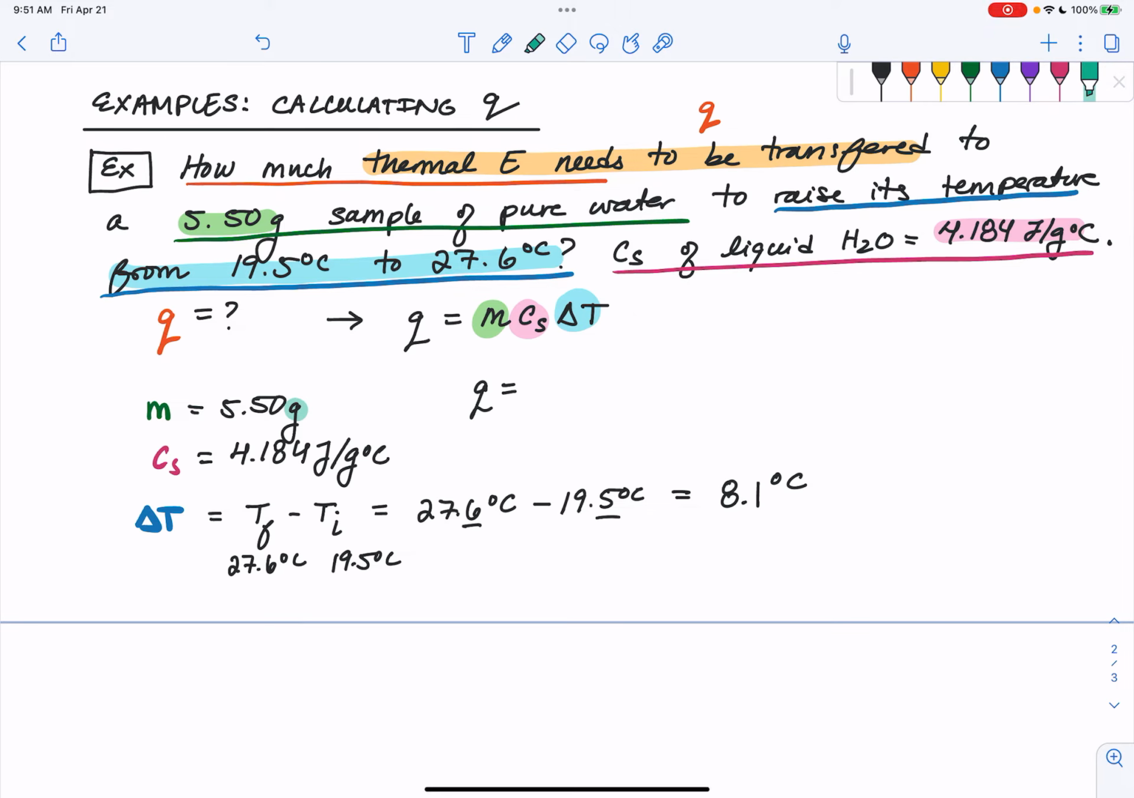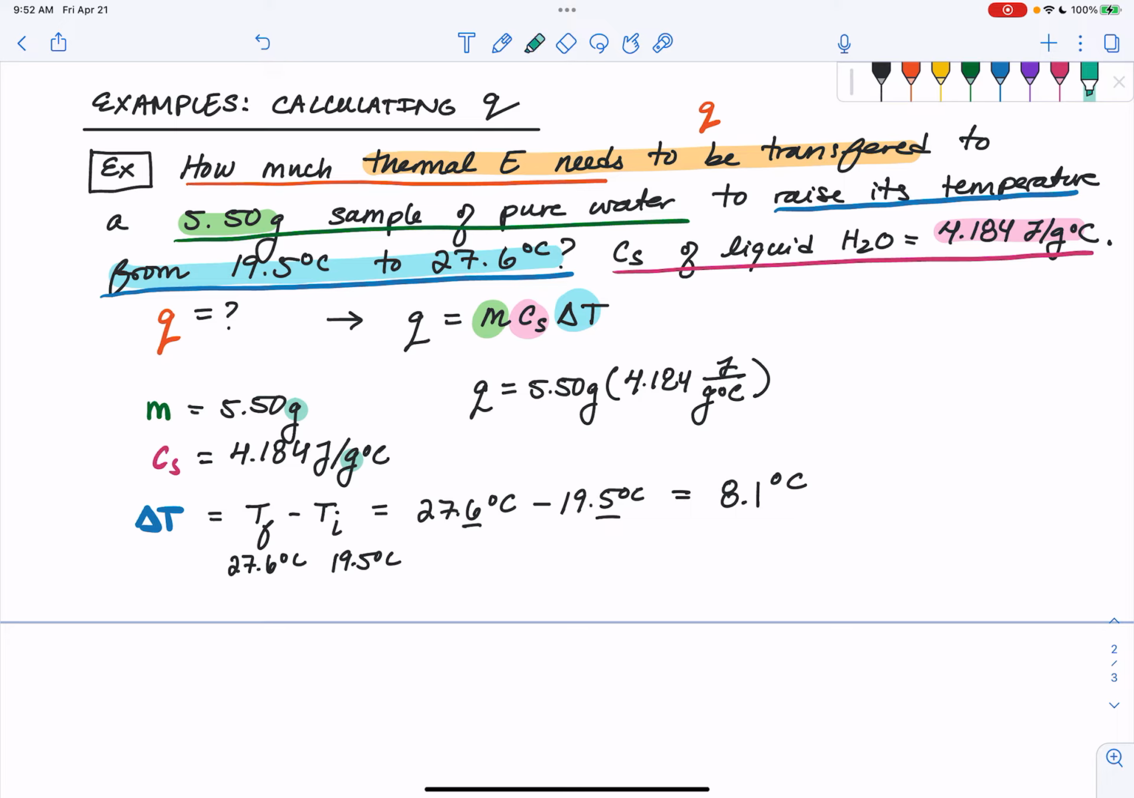Grams, and if I look at my specific heat capacity, the unit of mass is in grams, so I can leave it as is. So that is my 5.50 grams times my specific heat capacity itself, 4.184 joules per gram degree centigrade. So that's grams times degrees Celsius in the denominator.